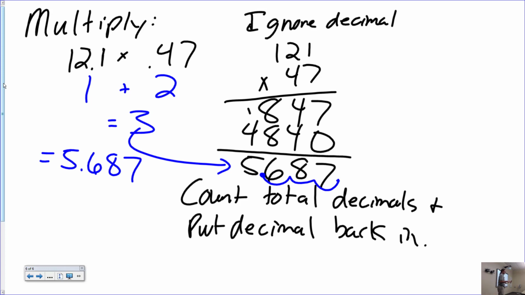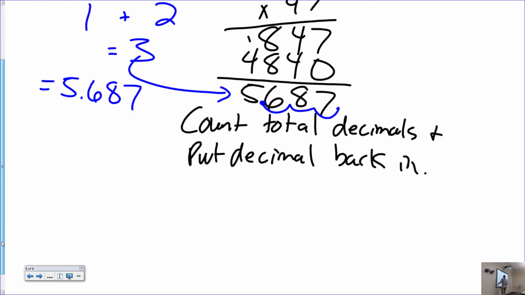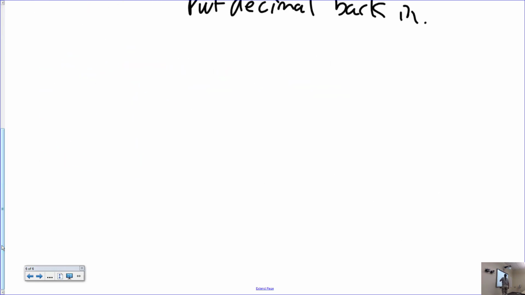Not bad. Let's do another one just to be safe. You guys made me a little nervous on that one. All right, so let's do 1.04. It's a 4, I swear. Times 0.025.